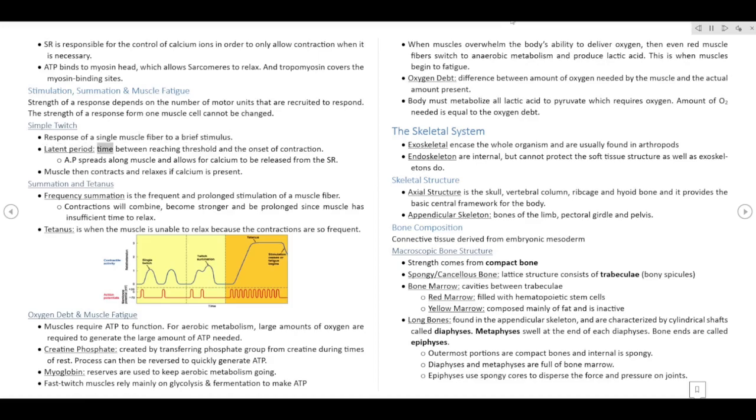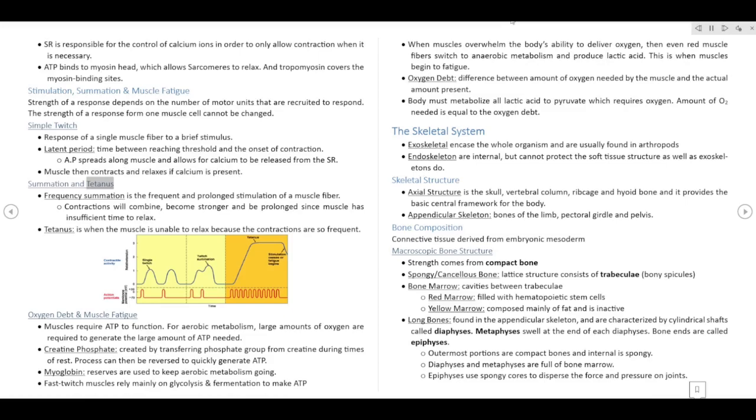Latent period: time between reaching threshold and the onset of contraction. ATP spreads along the muscle and allows for calcium to be released from the SR. Muscle then contracts and relaxes if calcium is present.